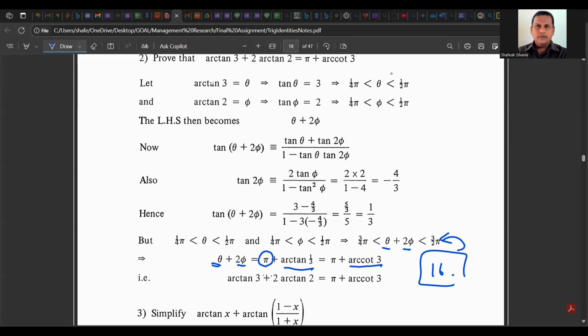So we have to add phi inside to bring it into this range, because theta plus 2 phi is in the range of 3/4 pi to 3/2 pi. So we have to add the pi here, and that's what we have in here. So arctan of 1/3 is the same as arc cot of 3, but the reason for the addition of the pi is because of the range that theta plus 2 phi falls into. So that clarifies it. So our equation is actually proven.